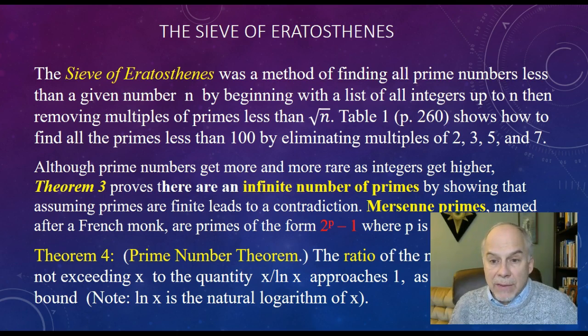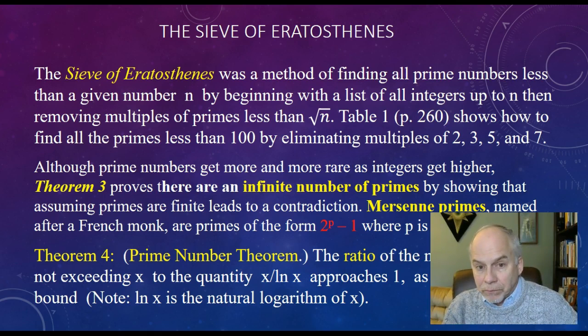As soon as you do that, you're done, because what's the square root of 100? It's 10. So you only have to look at all the prime numbers less than 10. And those are 2, 3, 5, and 7. So you can look at that on page 260.